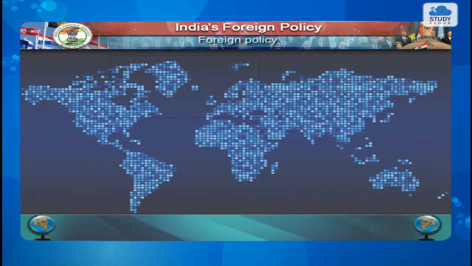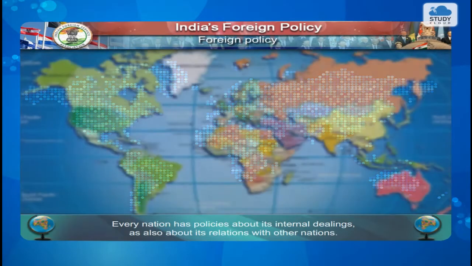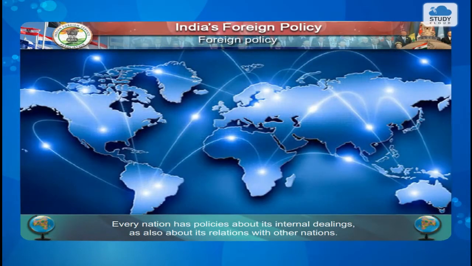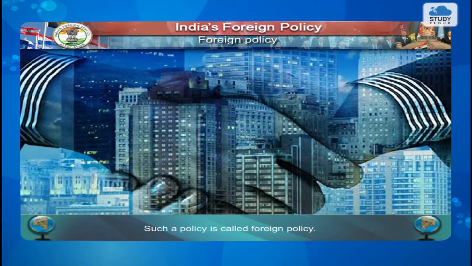Foreign policy. Meaning and importance. Every nation has policies about its internal dealings, as also about its relations with other nations. Such a policy is called foreign policy.